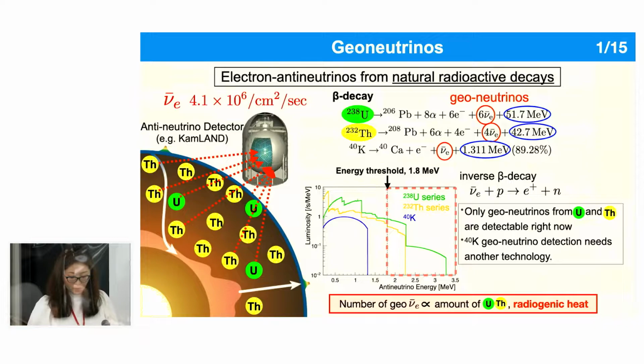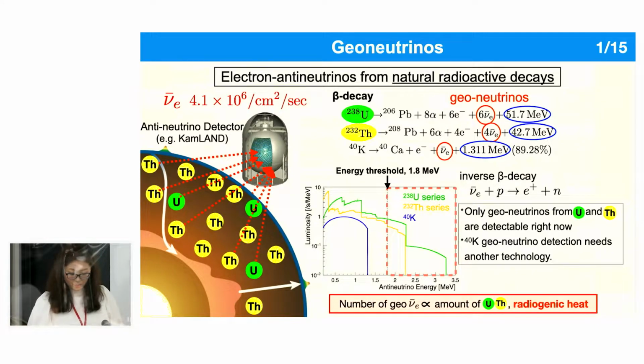This geoneutrino measurement can be translated into very interesting outcomes relating to the Earth. As you can see in this decay reaction, the number of geoneutrinos can be translated into the amount of uranium and thorium in the Earth, which corresponds to the radiogenic heat. So this is what the geoneutrino experiment is doing.